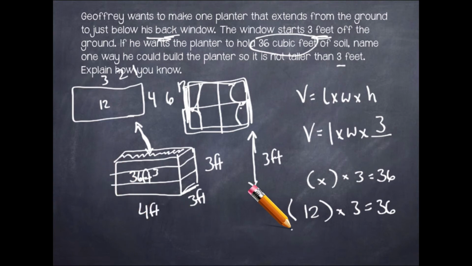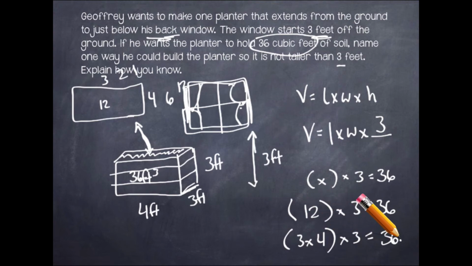4 feet. So if I did 3 times 4 times 3, so length times width times height, that would give me 36 feet cubed. So here is what his planter would look like. It would be 3 feet wide, 4 feet in length, and 3 feet high. Okay? And again, there's a few different possibilities here. So you could come up with something a little bit different as long as your volume is 36 cubic feet and it doesn't exceed 3 feet in height.